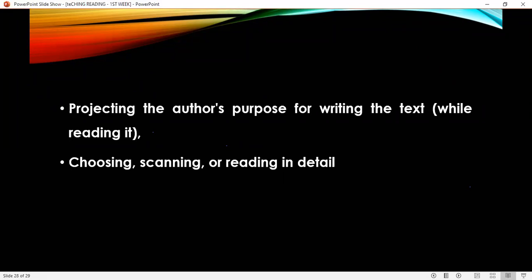Another, choosing, scanning, or reading in detail. Here you have other terms. Choosing, scanning, or reading in detail. So you're going to read specifically each idea, each message. This is reading in detail. And scanning, have you heard about this word before? This is one of the two sub-skills when we develop reading. Skimming, scanning. I don't know if you have heard before. Skimming and scanning.